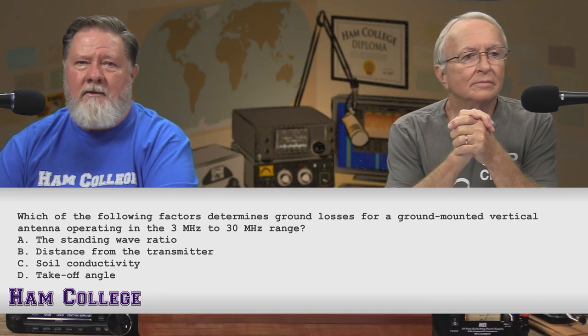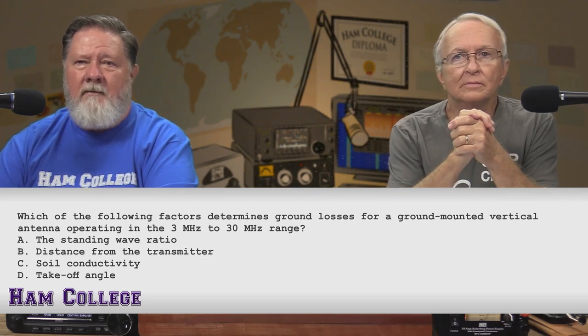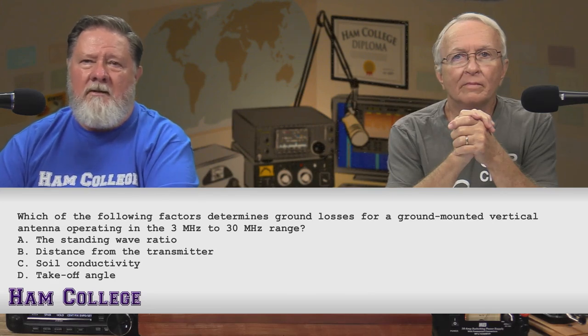Ground losses. I don't think it's A. B, ground losses. No, not B. C, soil conductivity's got to be the one. Ground loss, or takeoff angle. I think it's going to be C.